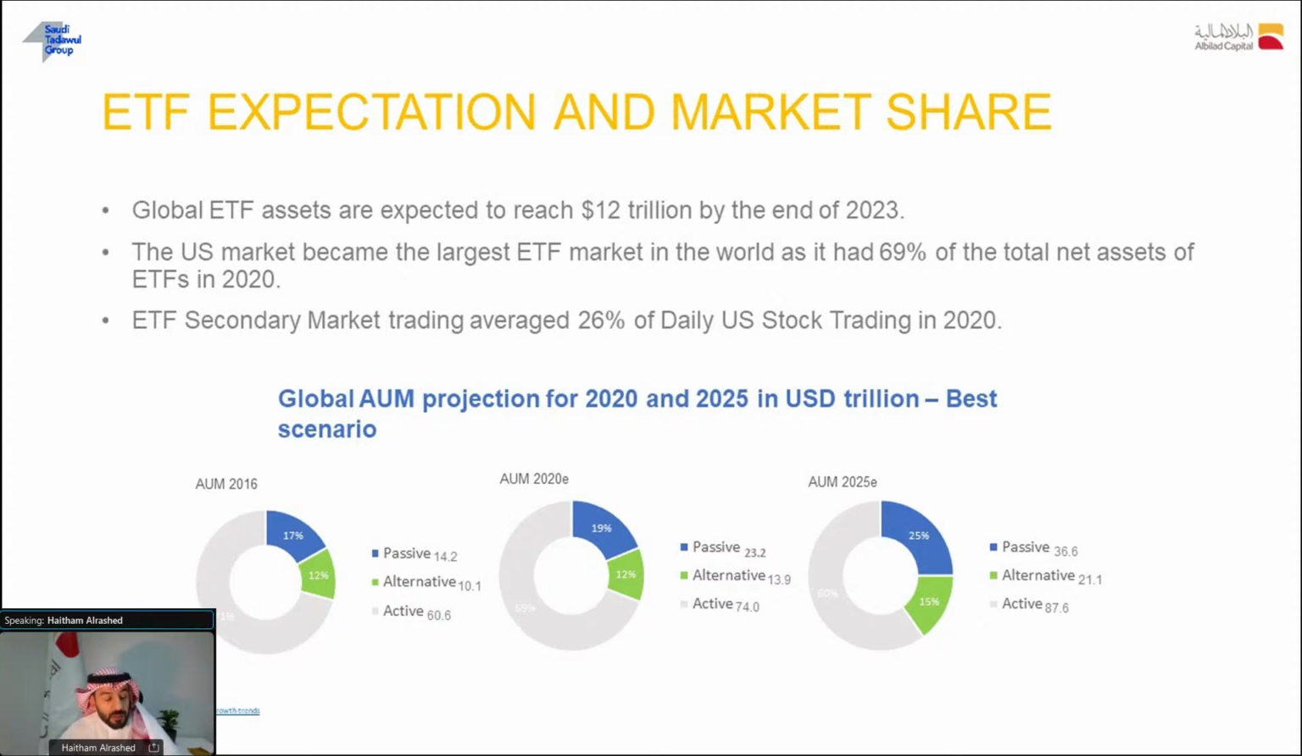A very interesting piece of information is that 26% of average market trading in the US is trading in ETF units. This is very interesting. So it is one quarter of the total trading that happens on ETF units, not on the other listed securities, which is huge in a market like the US. So I think, comparing to the local market, there is a huge potential for the Saudi market to grow the trades and AUM in the local market.